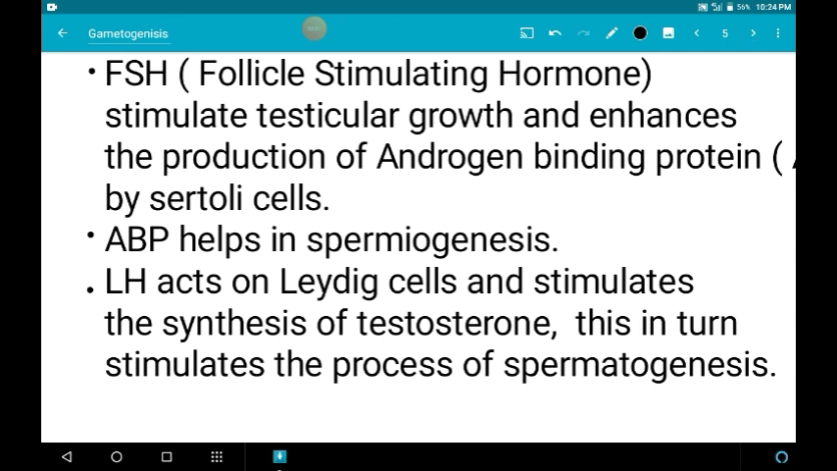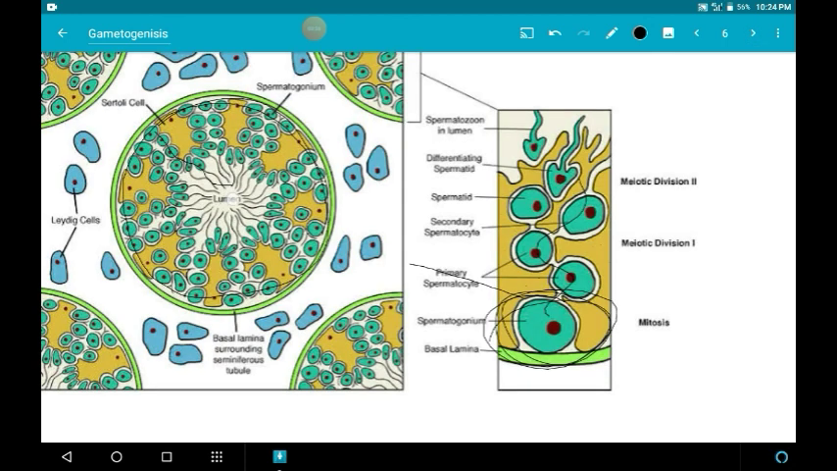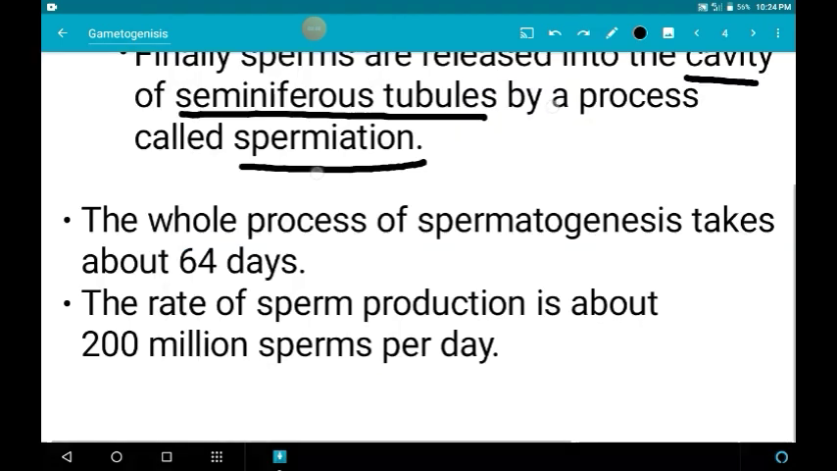So at the end of this process, these are the lumen. At the time of development, they move towards the lumen of the seminiferous tubule. At the end of the process, when the sperm get matured, they are released into this lumen of the seminiferous tubule. That process is called spermiation. Okay, so this is the process of spermatogenesis.